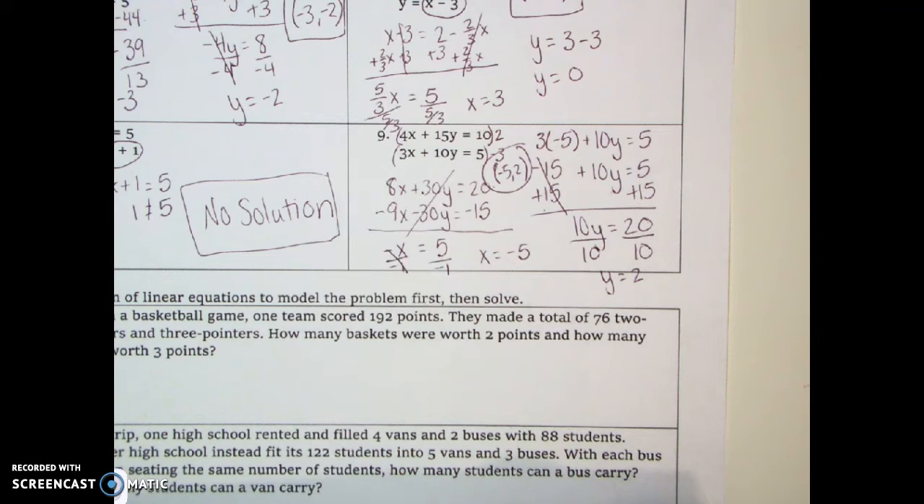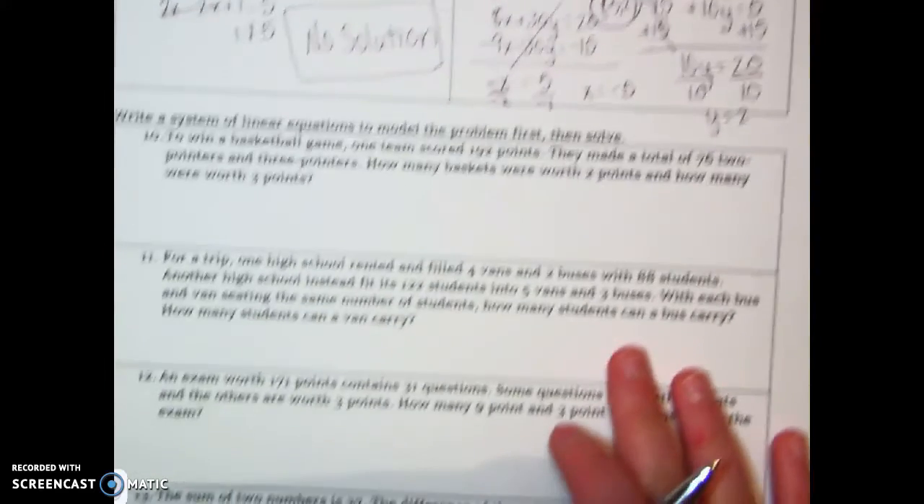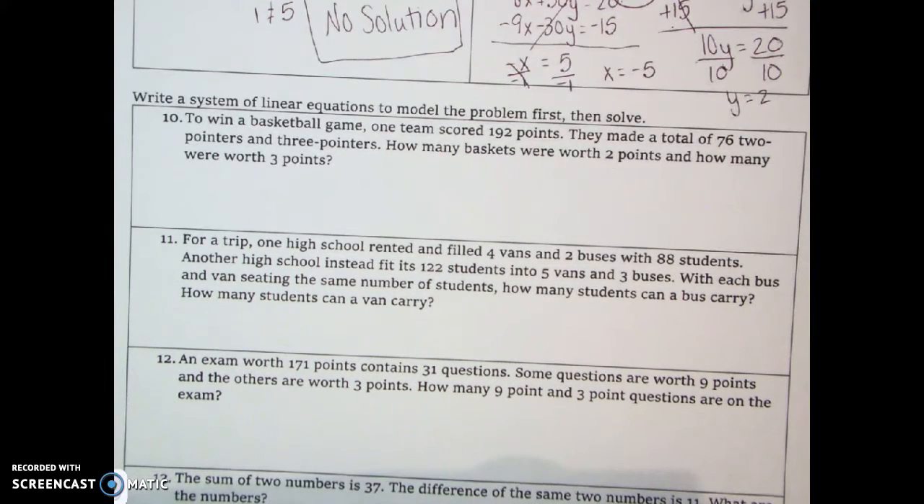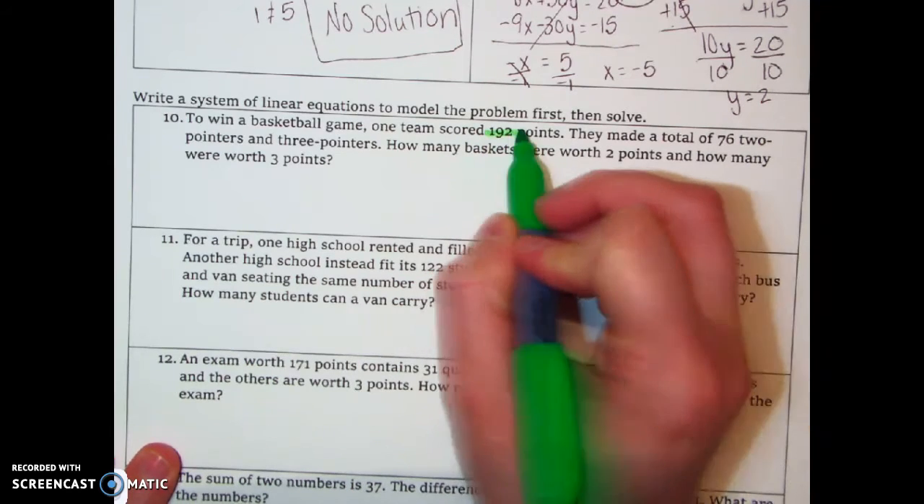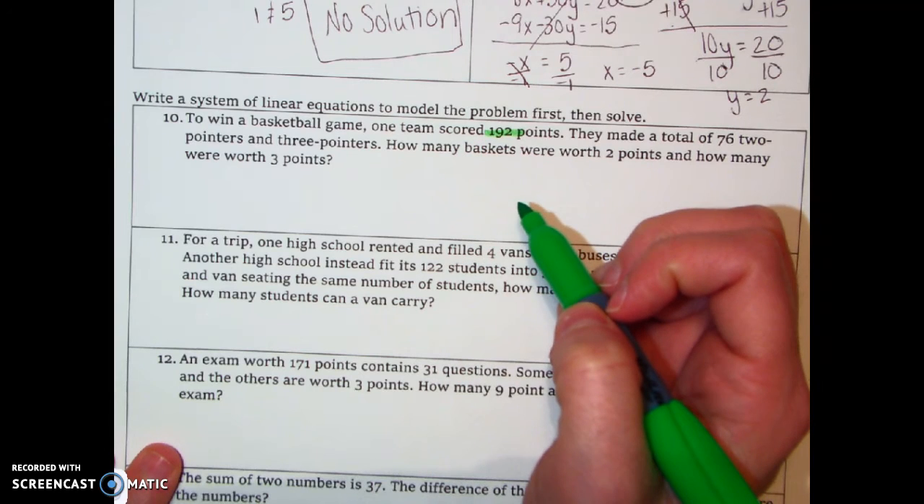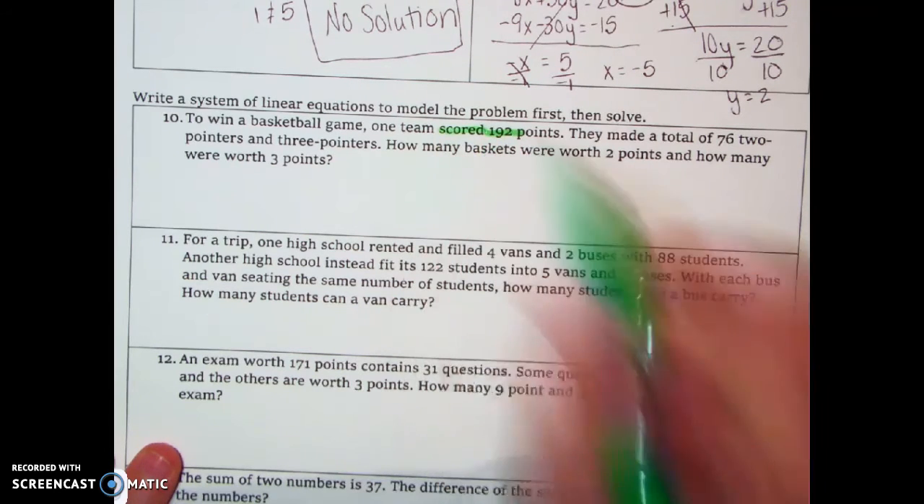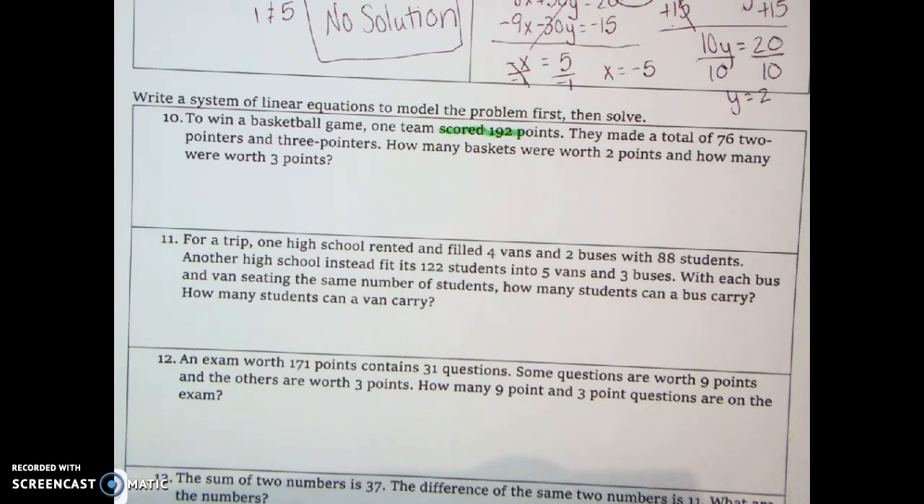Okay, so those were just systems. Now you have 3 of them that are word problems with systems. Okay, and if it helps, I will highlight the numbers and all that stuff like I did on the front. So for number 10, it says to win a basketball game, one team scored 192 points. That's the total, by the way. So you might want to say scored because it equals 192.